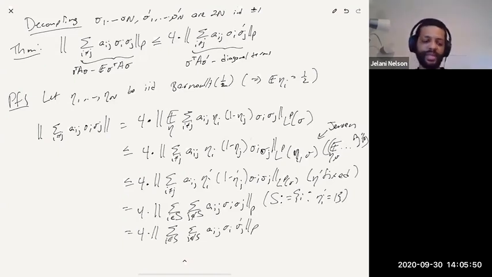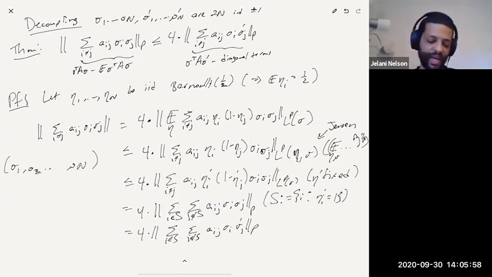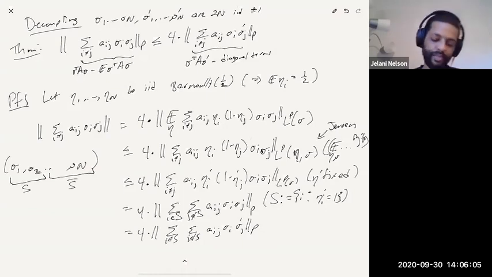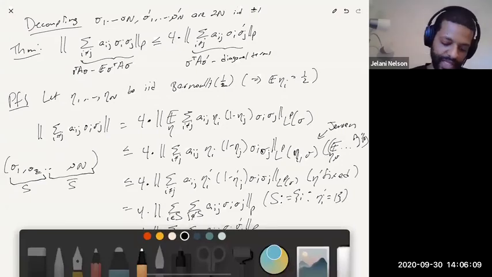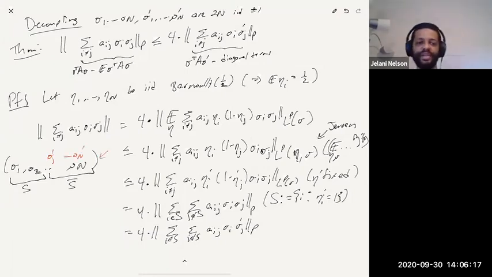Does that make sense, right? Because basically what I'm saying is, look, here's my vector sigma 1, sigma 2, up to sigma capital N. This is a vector of IID plus-minus ones. And I'm saying, there's a set S, and then there's the complement of S here, right? And what I'm saying is, if I just replace everything in the complement of S with sigma J prime up to sigma N prime, this is now my new sign vector.